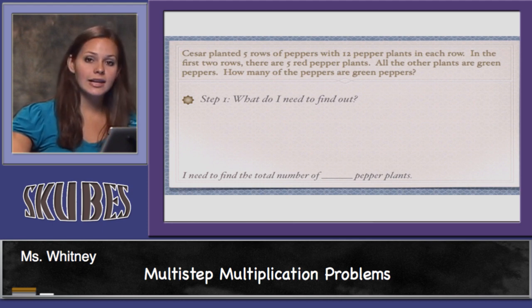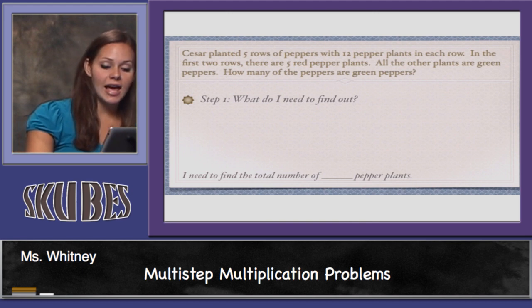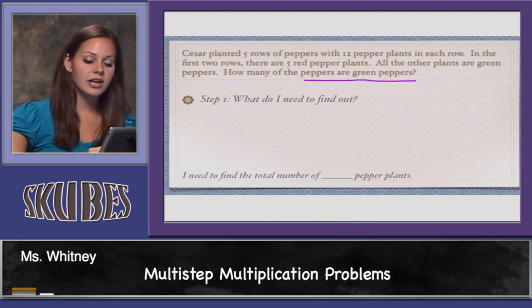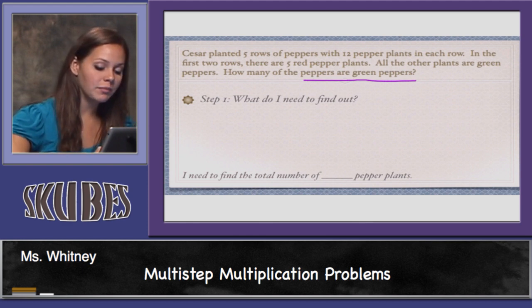Step 1. What do I need to find out? The question asks, how many of the peppers are green peppers? So I need to find the total number of green pepper plants.